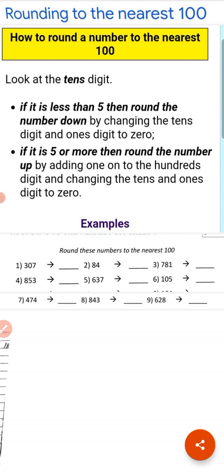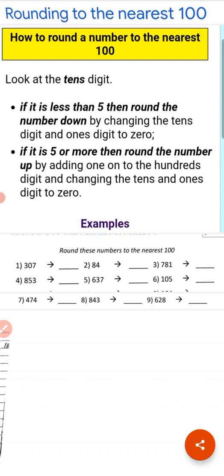Nearest hundred. In the previous class, you learned how to round a number to the nearest 10. To round a number to the nearest 10, you should check the ones digit. Right? But here we are rounding the number to the nearest hundred. So look at the tens digit.